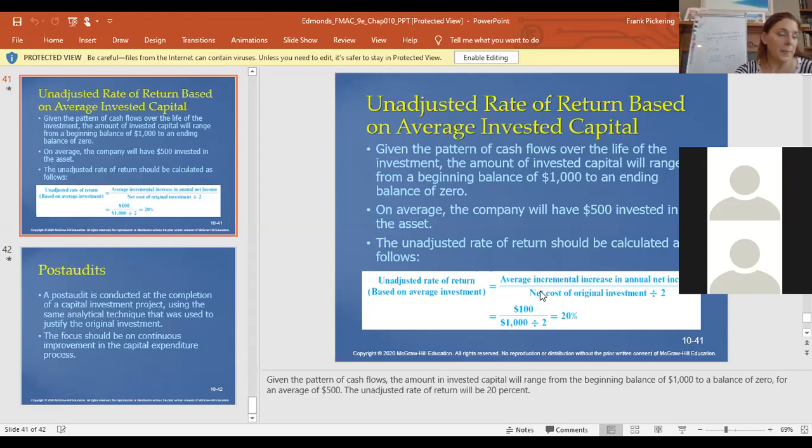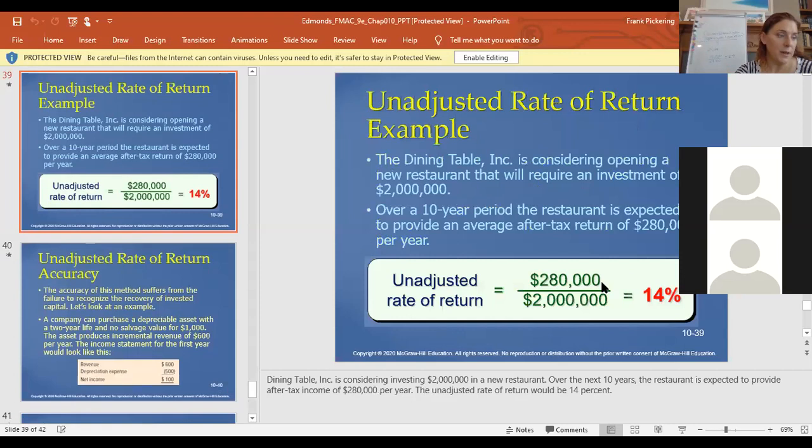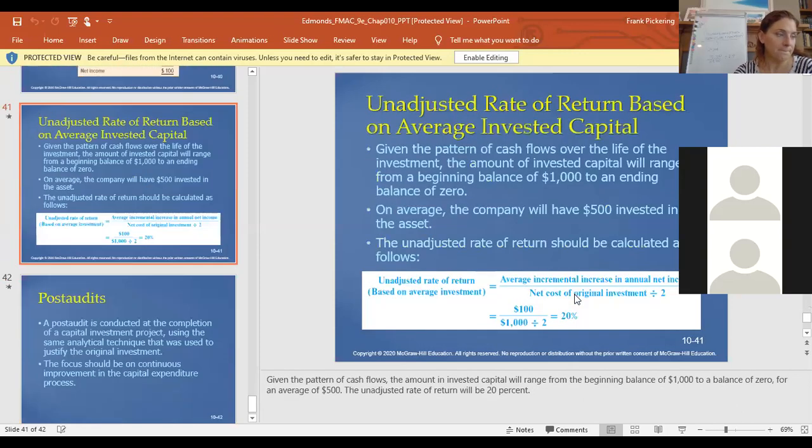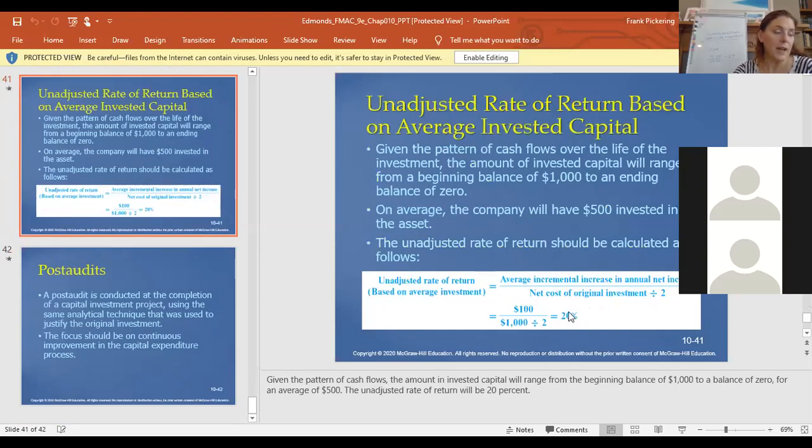So in this case, let me go back up here. So instead of 280,000 over 2 million, I'm going to do 280,000 over 2 million divided by 2. Okay. So that is going to give us a higher rate of return. So 100 over 500 essentially, so 20%. All right, so let's do an example of that.